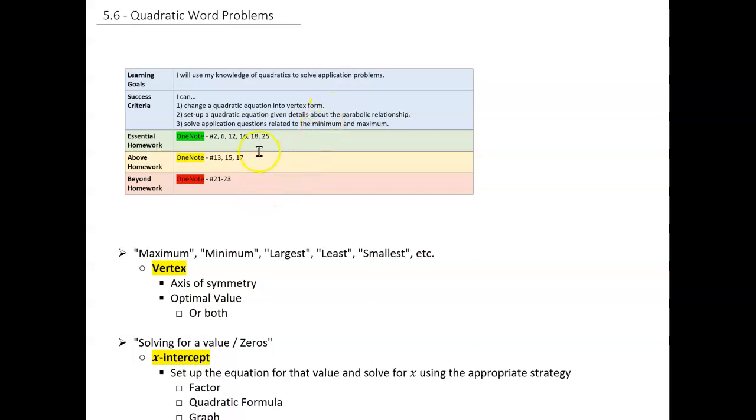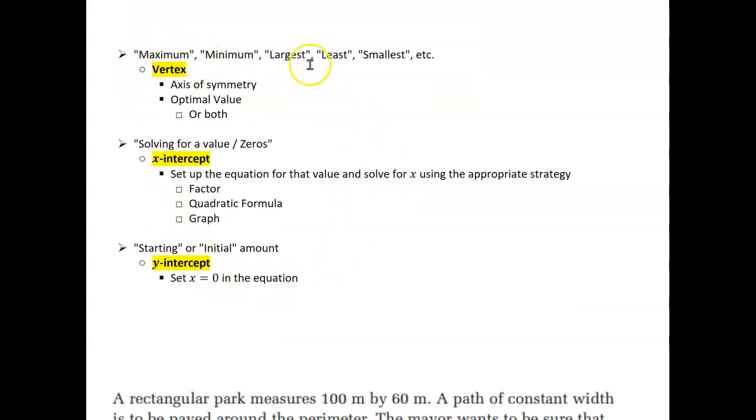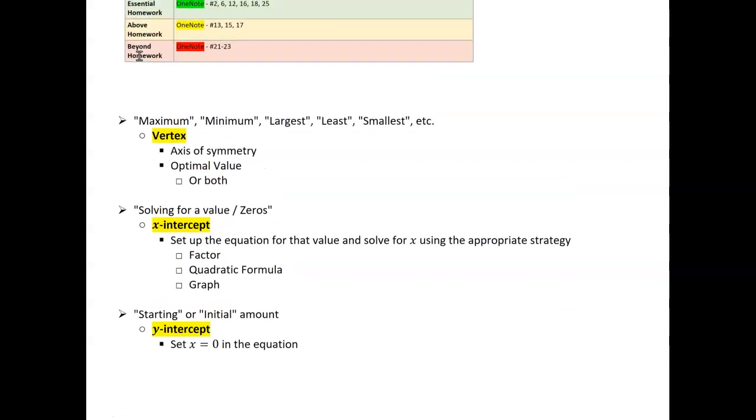Okay, so this is going to be the homework for today. You've seen this before. We've talked about this last time. It's just the idea that there are some key words that you might hear in word problems that will help you decide what form you need to be working on and what quadratic feature.